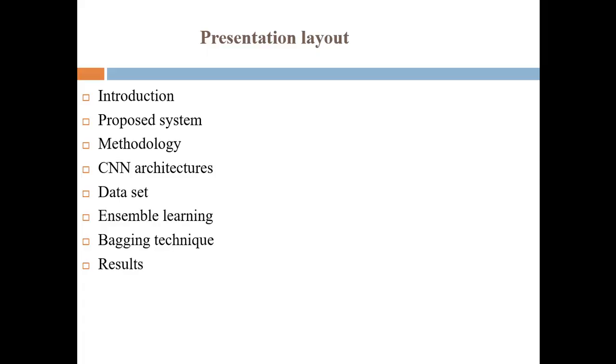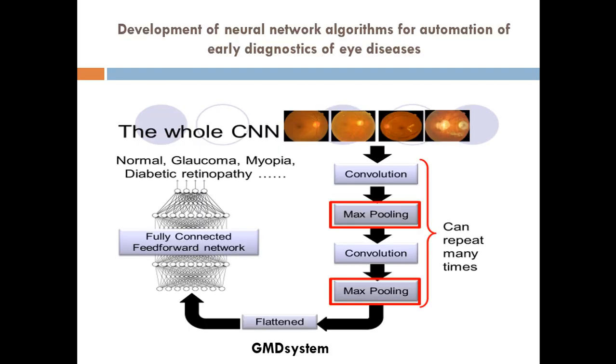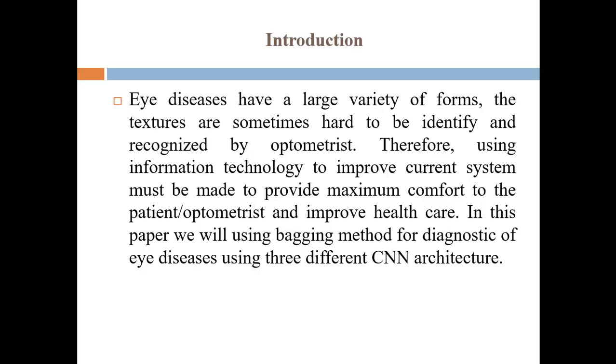Presentation layout: introduction, proposed system, methodology, CNN architecture, dataset, inception, ensemble learning, and bagging. Eyes have a large variety of forms and textures that are sometimes hard to identify and recognize by optometrists. Therefore, using information technology to improve the current system must be made to provide maximum comfort to the patient and optometrist and improve healthcare.